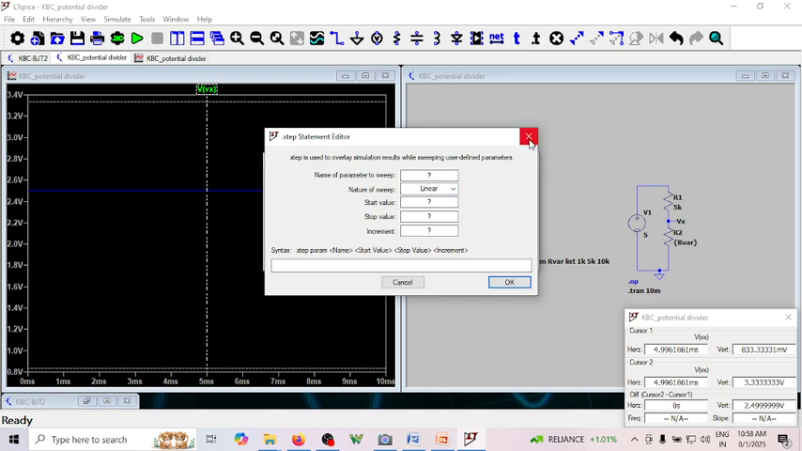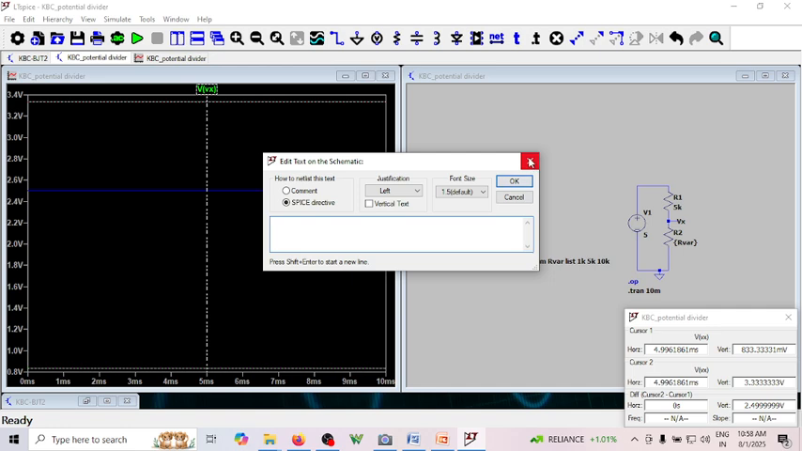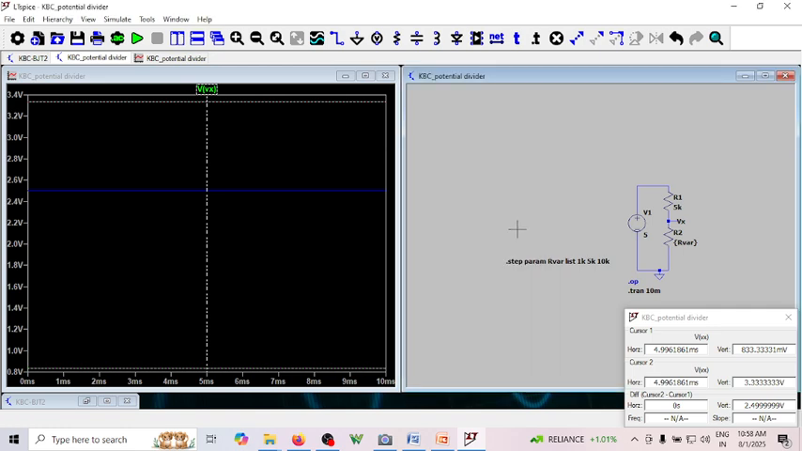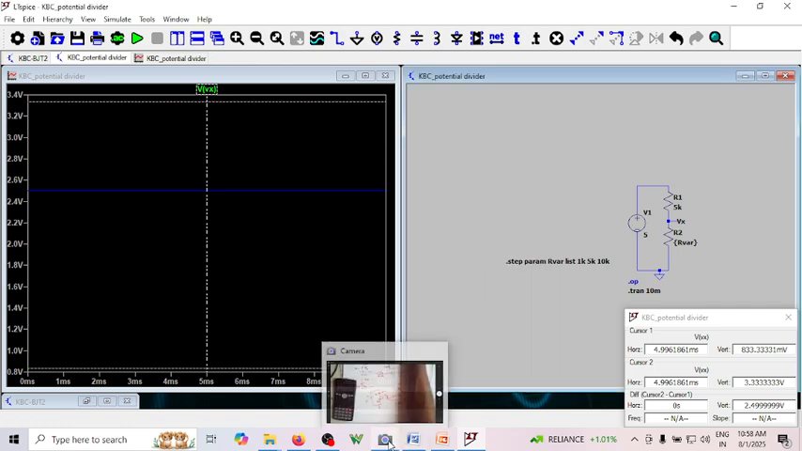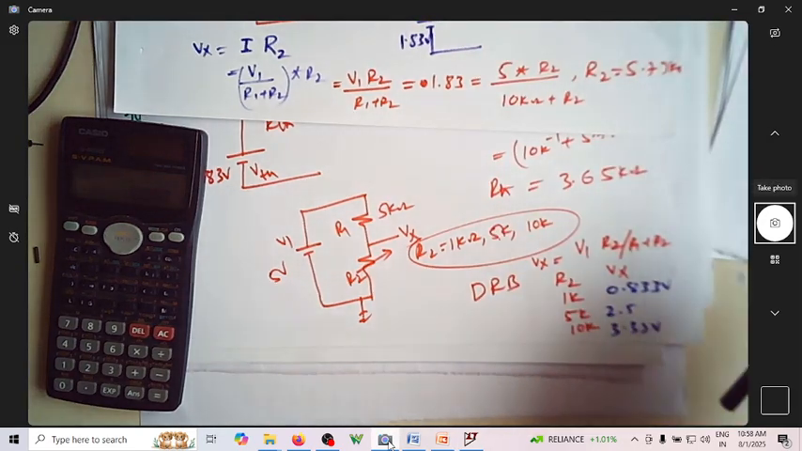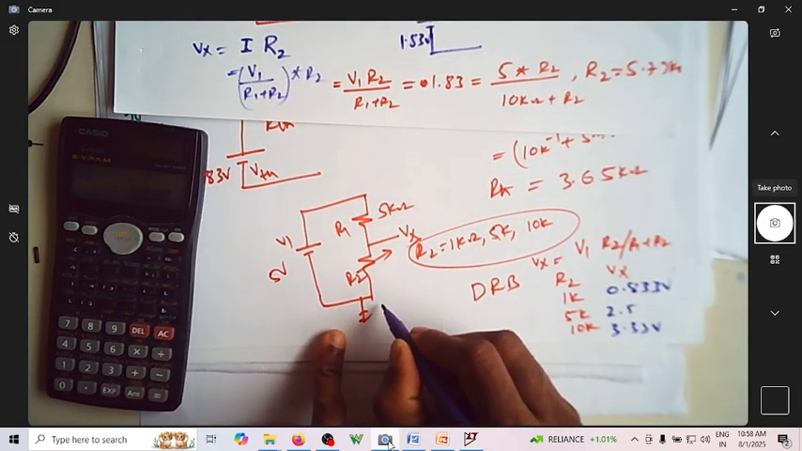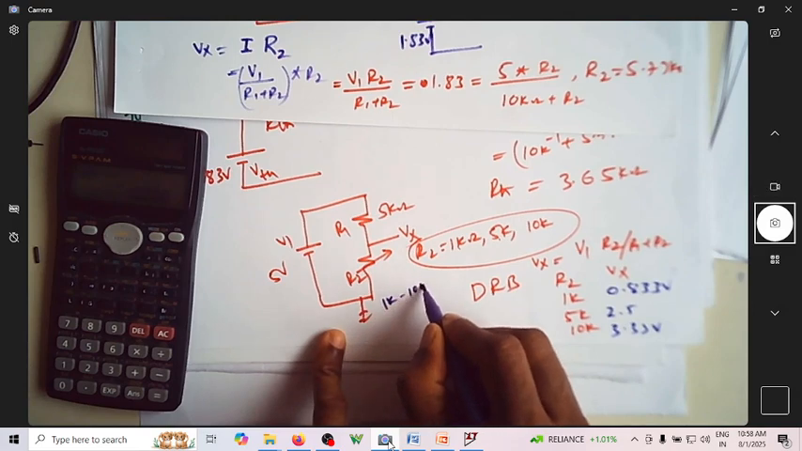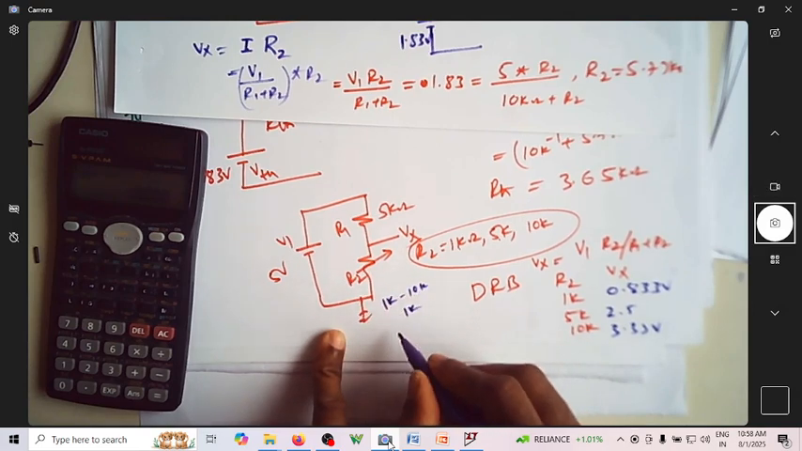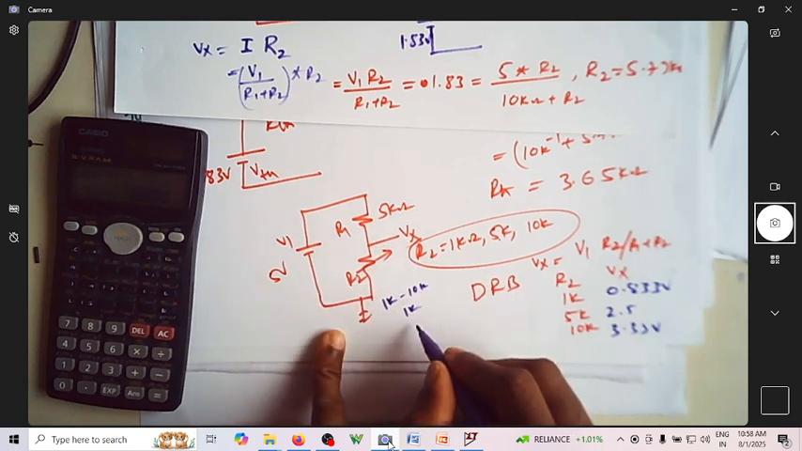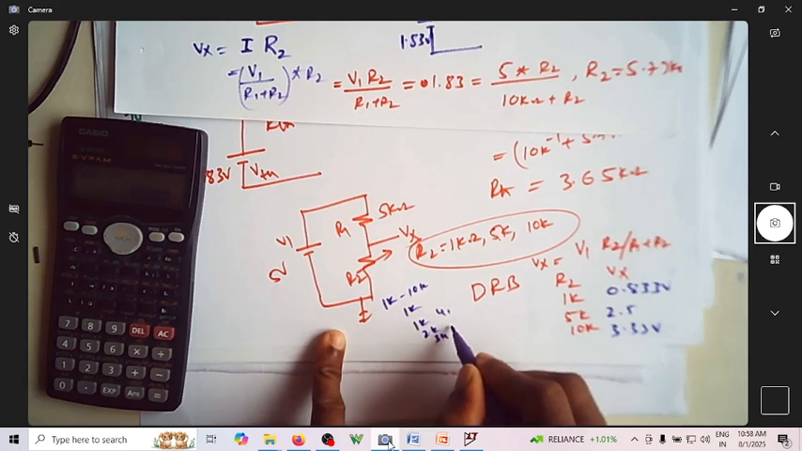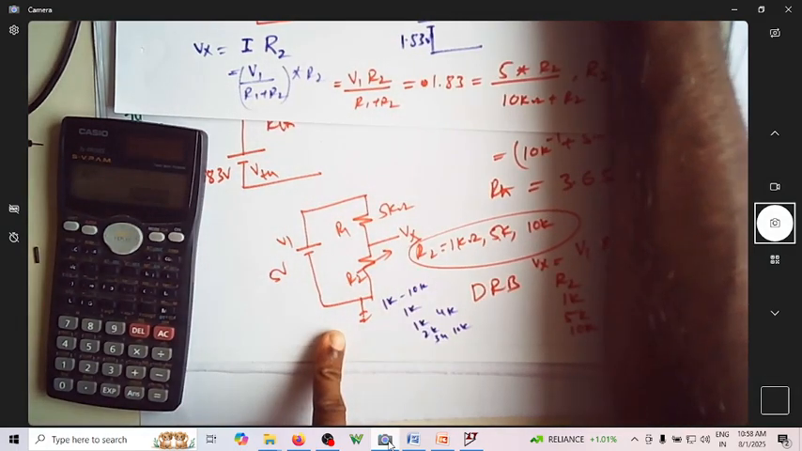So let me see how I use that variable value. Let me come back here. Assume that I want to vary this value of R2 from 1k to 10k in steps of 1k. So I want to know what is Vx at 1K, 2K, 3K, 4K, 5K till 10K. So how can I do that? That can also be done.